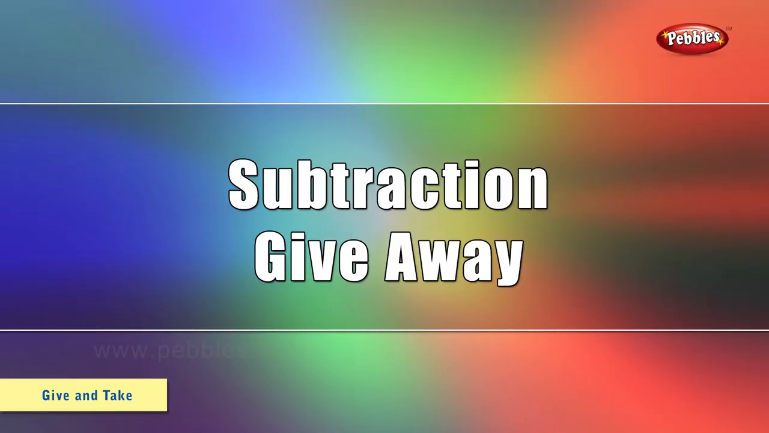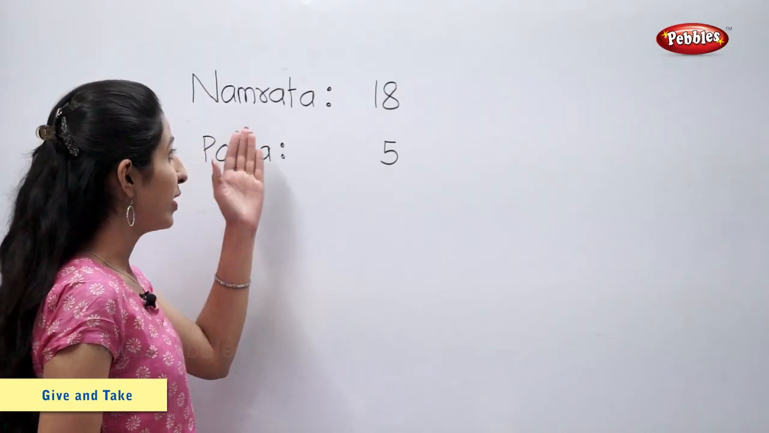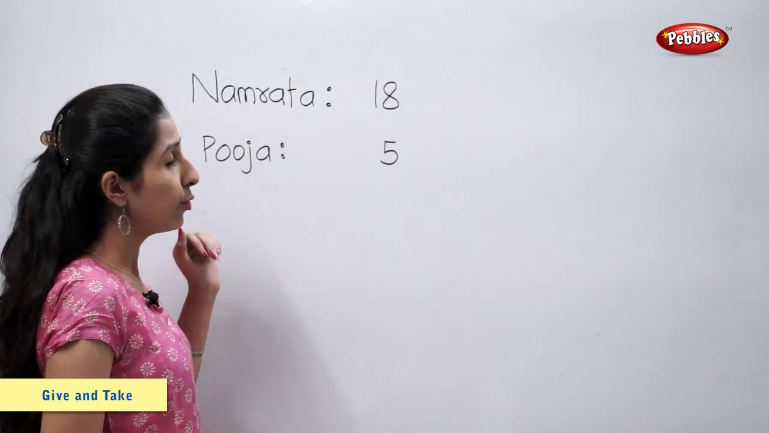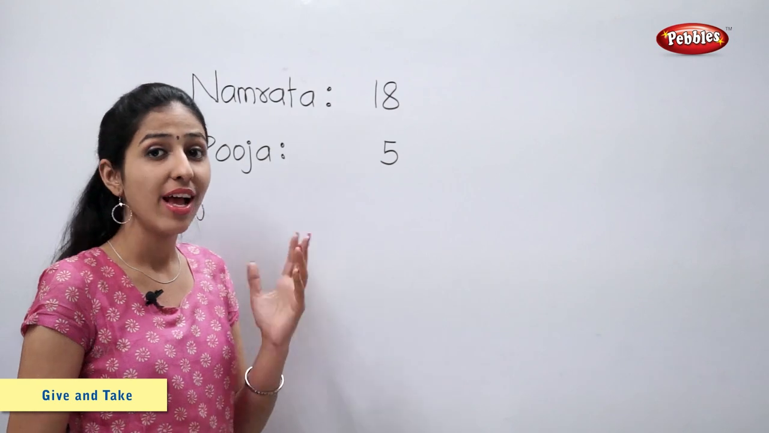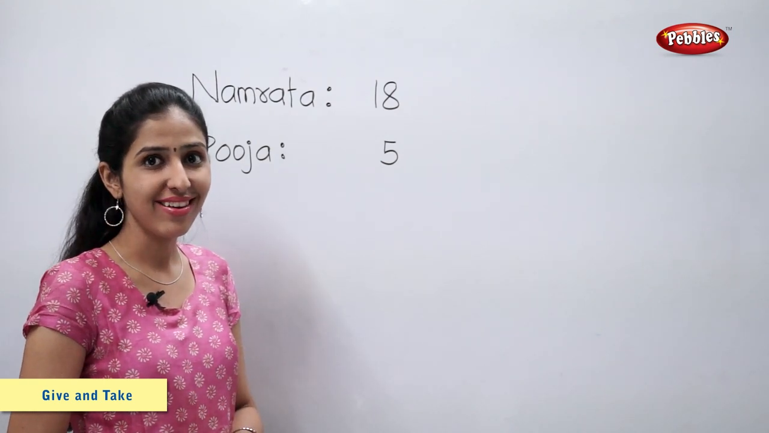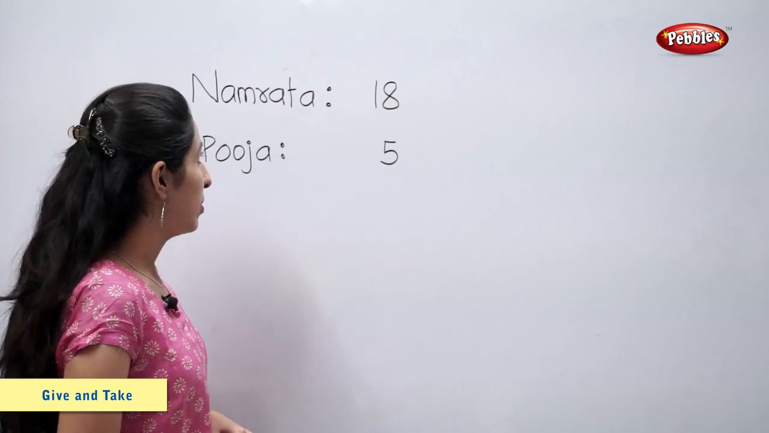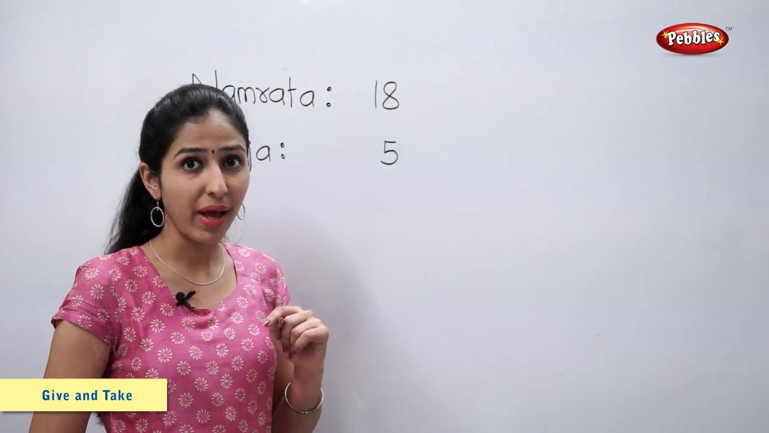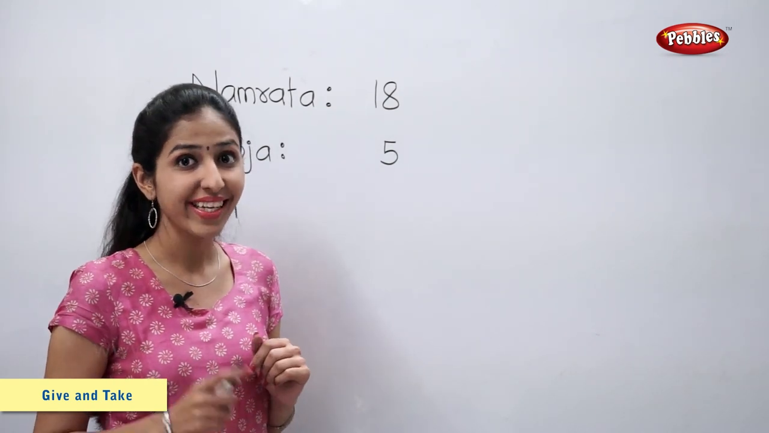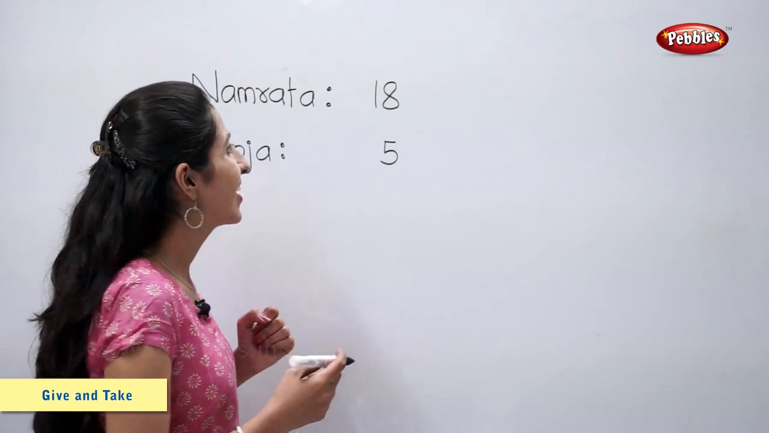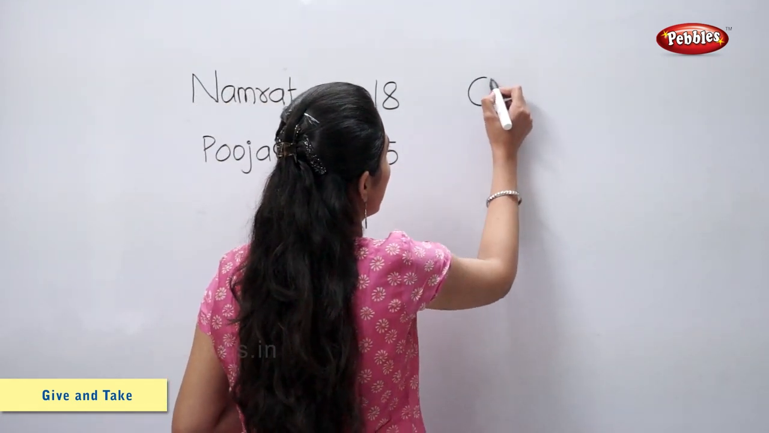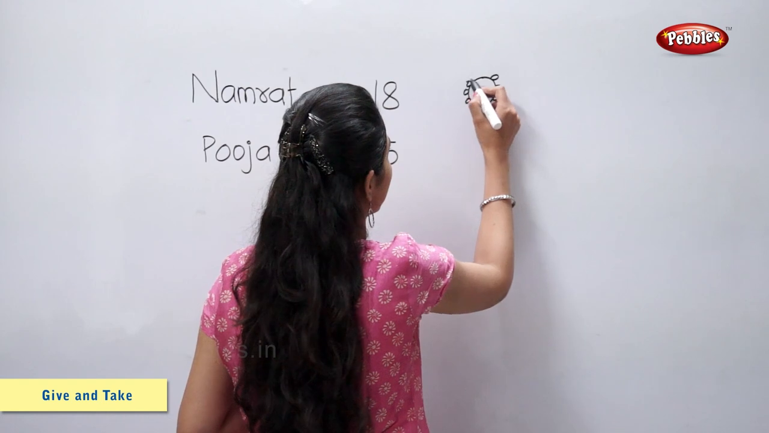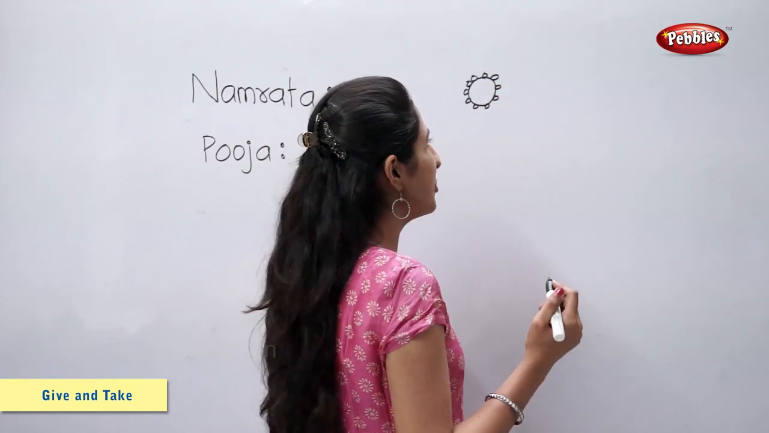Subtraction. Give away. Namrata had 18 pearls. She gave 5 pearls to Pooja. Now tell me, students, how many pearls are left with Namrata? Let's find out. Namrata had 18 pearls. That means she had 1 bangle of 10 pearls and 8 loose pearls.